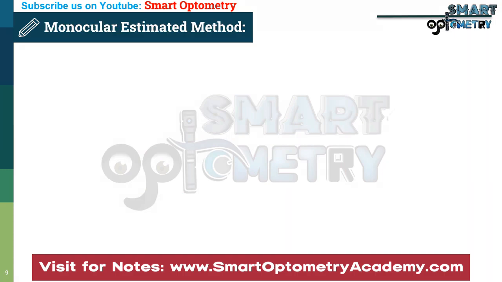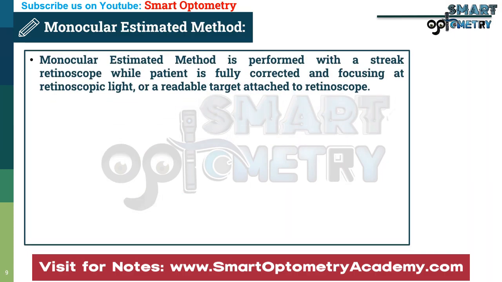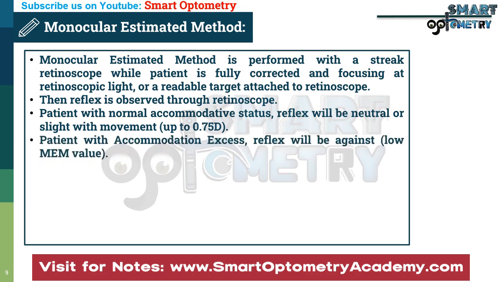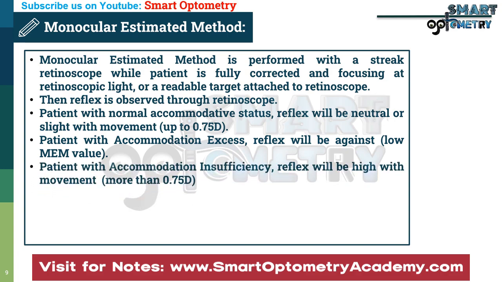Now, monocular estimated method. The monocular estimated method is performed with a streak retinoscope while the patient is fully corrected and focusing at the retinoscopic light or a readable target attached to the retinoscope. Then the reflex is observed through the retinoscope. In a patient with normal accommodative status, the reflex will be neutral or slight with movement up to 0.75 diopter. In a patient with accommodation excess, the reflex will be against, that is low MEM value, and in a patient with accommodation insufficiency, the reflex will be high with movement more than 0.75 diopter.